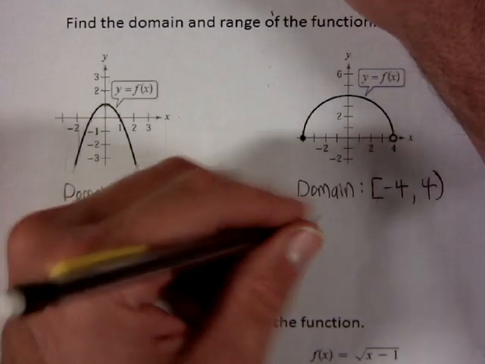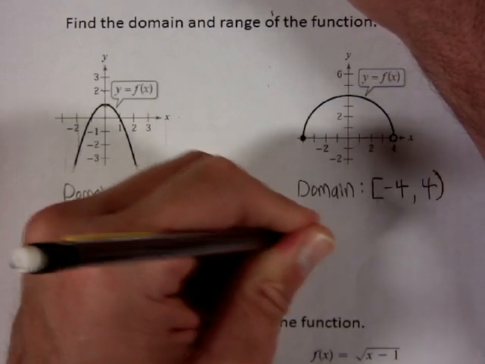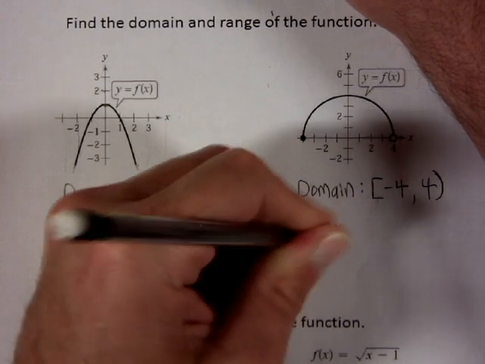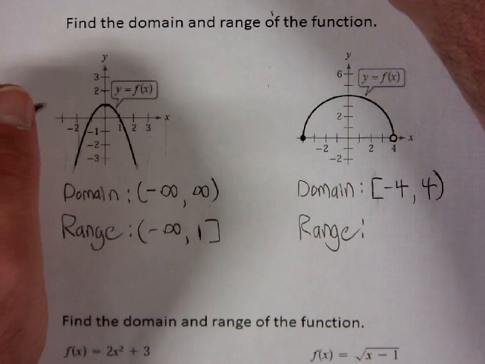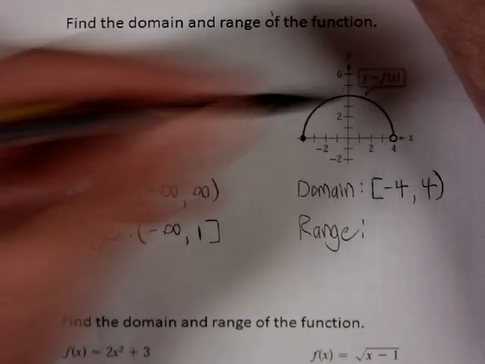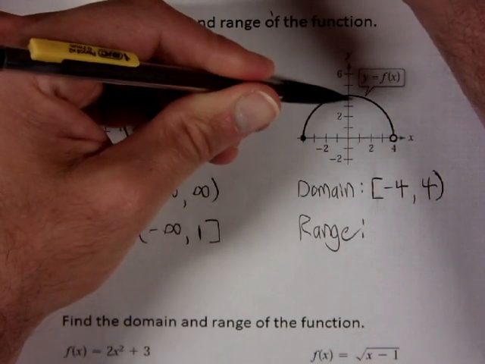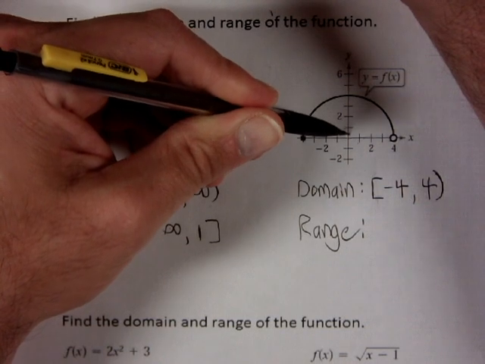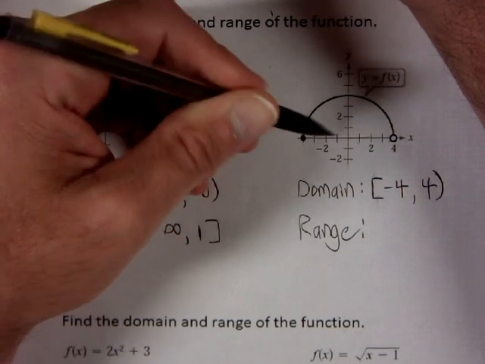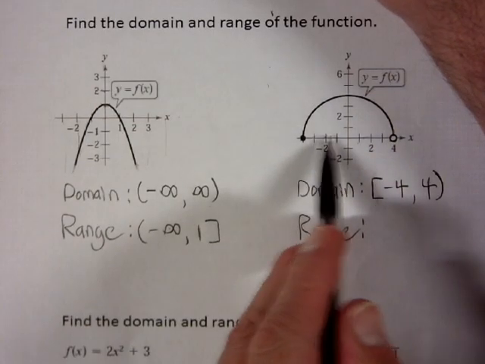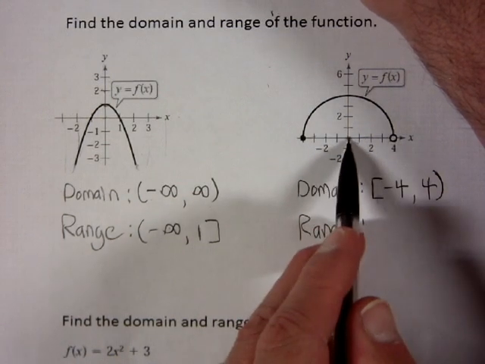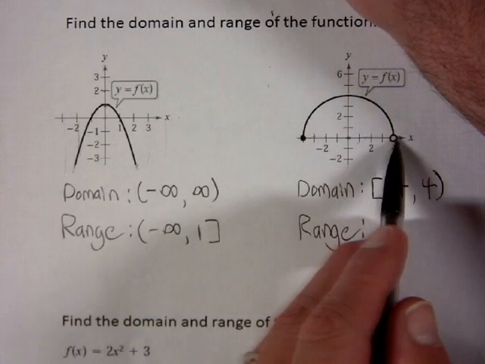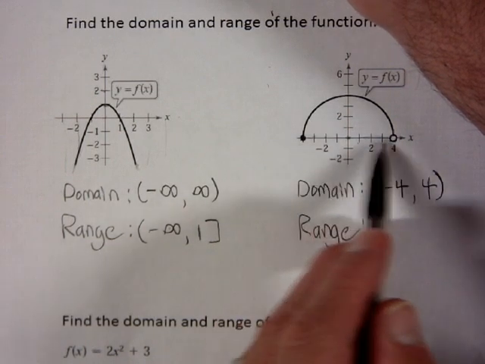Let's look at the range. All right, so if I'm looking at the range here, I'm doing the same thing, trying to find the boundaries, but I'm looking at y values this time. Start with the lower bound. Is there a lower bound for the y values on the graph? Yes, the lowest it goes is right here to 0. Now remember, you're looking at the y values for range, not the x.